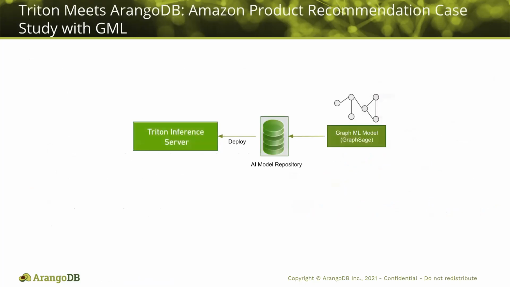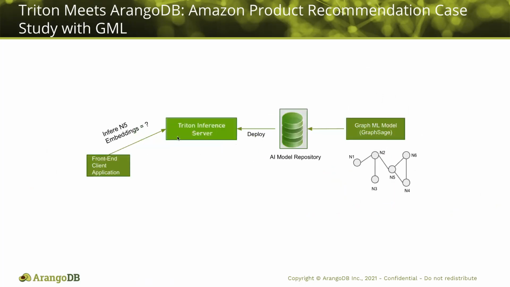The pipeline for the Amazon product recommendation case study with graph machine learning, Triton and the Arango database is this one. We are going to build this complete application using this pipeline. So we start with a trained GraphSAGE model, and we place it on a model repository, and then we deploy this model repository on the Triton server.